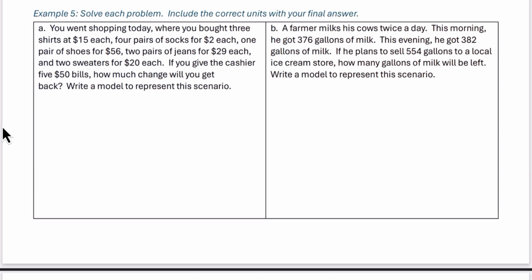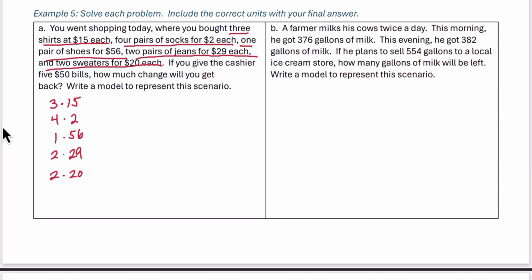Up first, you bought 3 shirts at $15 each. So we can think of that as 3 times 15. But we also bought 4 pairs of socks for $2 each. 4 times 2. And then 1 pair of shoes for $56. We can think of that as 1 times 56. 2 pairs of jeans for $29 each. 2 times 29. And 2 sweaters for $20 each. So 2 times 20.